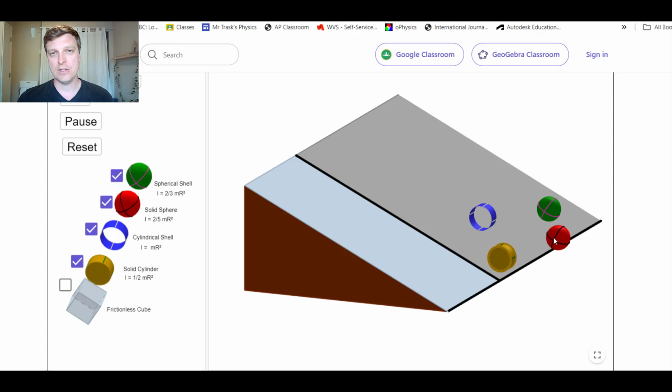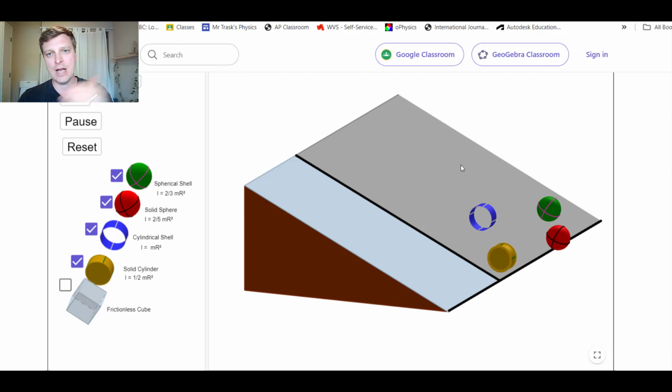When I run this, you can see that there's a pretty clear distinction between my winners. The solid sphere is first, no question. The solid cylinder is second and not very far behind, followed by the spherical shell, and then the ring is just way, way behind. Now keep in mind what's going on here. Each of these balls or shapes at the top of the ramp are all going to have, let's say, the same potential energy. Let's say they all have the same mass. They all have the same radius, just to simplify things. So they all start with a certain amount of mgh at the top of the ramp.